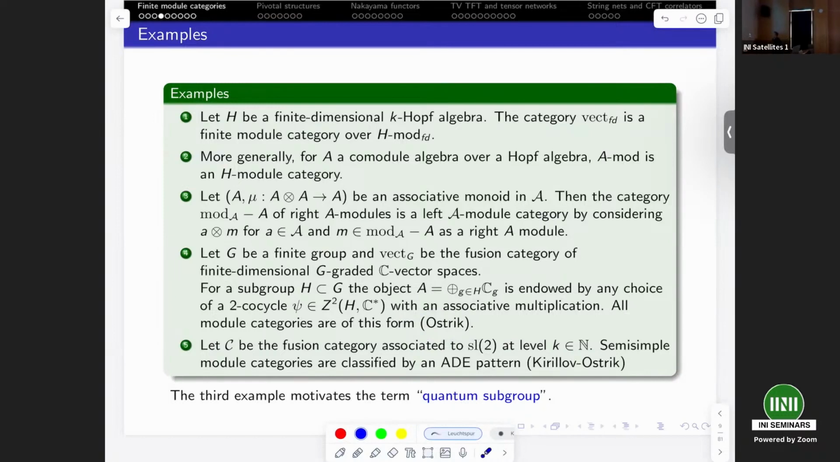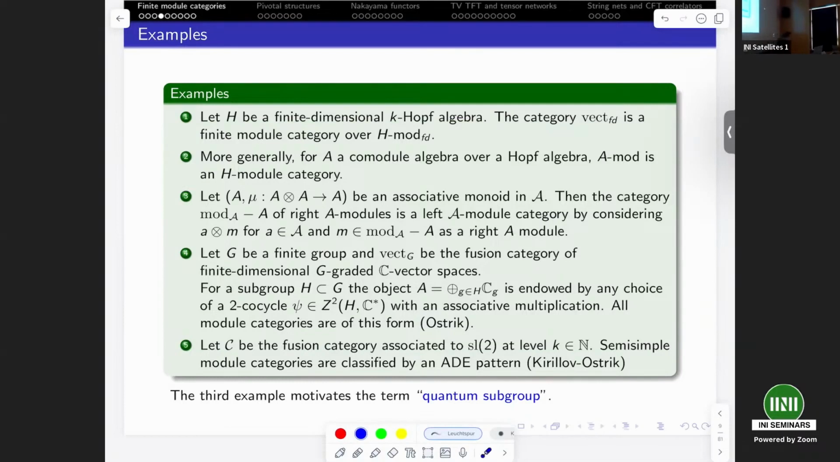There is another situation where you can classify. If you look at fusion categories associated to SL2, this is like the category of finite dimensional modules over the Lie algebra SU2, but truncated at a given moment, and with some different tensor product, to be honest. But experts know what I'm saying. You can classify this, and this leads to an ADE classification.